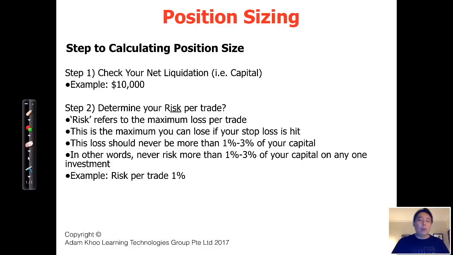What you never want to do is to say, okay, I'm confident in this trade, this is going to be a winner, I'm going to risk 3%. This trade, I'm not too confident, I'm going to risk 1%. No, it doesn't happen that way. You have to be consistent in your risk per trade, because in reality, you never know which one's going to be a winner and which one's going to be a loser.